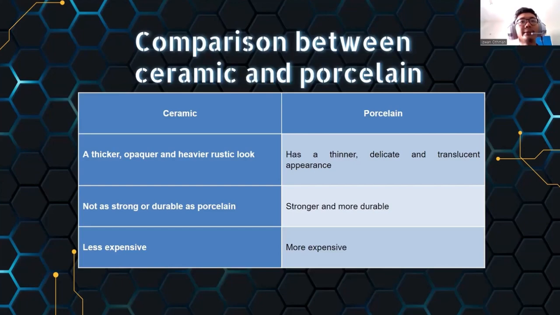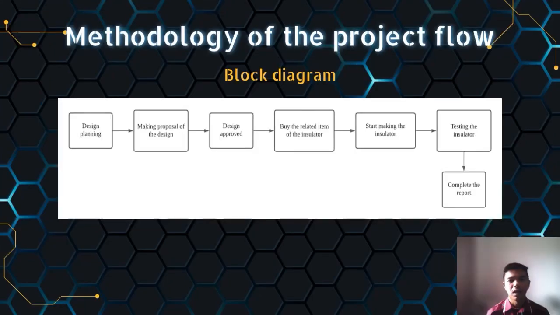Next, ceramic is not as strong or durable as porcelain. This is important because the stronger the insulator, the higher the voltage it can hold compared to other materials. Lastly, even though porcelain has more advantages, the cost of porcelain is more expensive than ceramic.